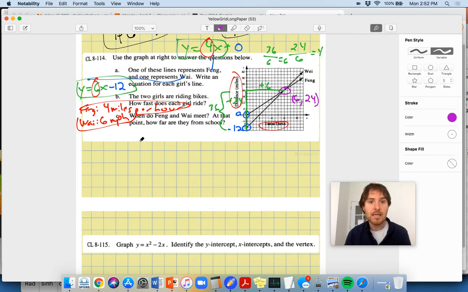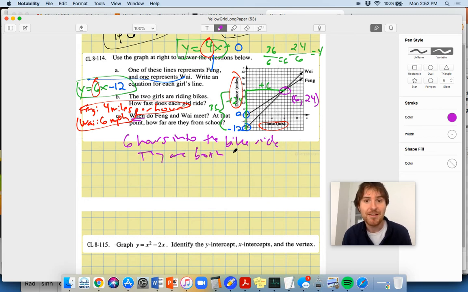So where do they meet? When do they meet? That's a time. "When" is a reference to what time, right? When do we get there? At the time, it's going to be 6 hours into the race. Okay, 6 hours into the bike ride. They are both 24 miles from school. You know, they never say what direction these girls are riding, so it's possible they never meet.